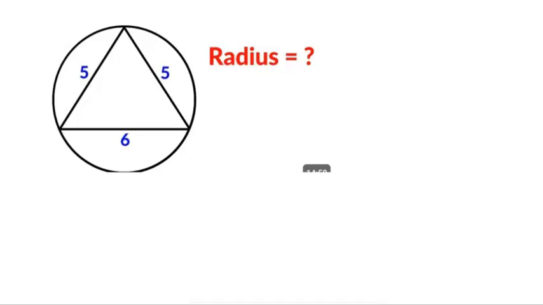We have a full circle with an inscribed isosceles triangle. As you can see, the lengths of the opposite sides are equal. But the question here is to find the radius of the circle.